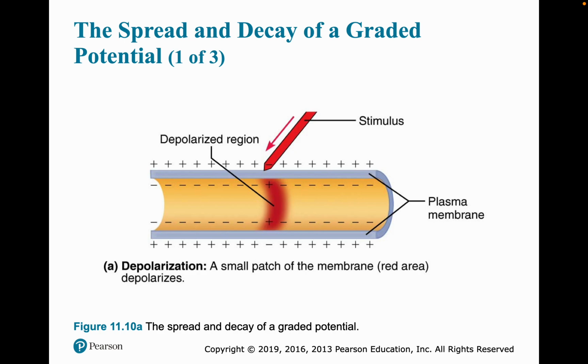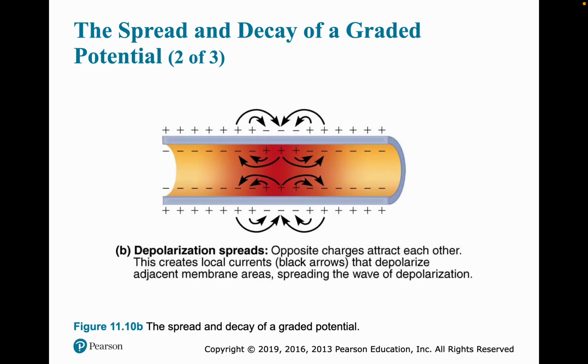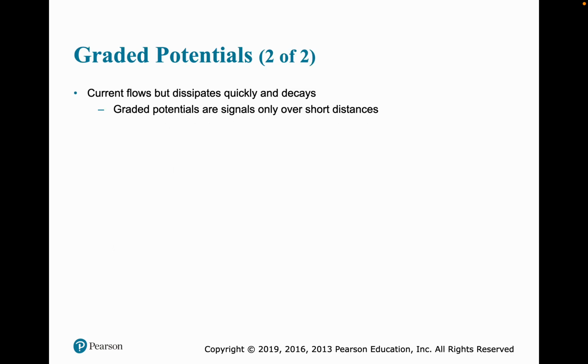So here we have a graded potential. We depolarize a small region of the membrane, and it dissipates quickly. Once the gated channels open, depolarization spreads from one area of the membrane to the next. So it will propagate from that graded potential a ways on either side. But the current is going to dissipate quickly and decay as well. So graded potentials are signals only over very short distances.